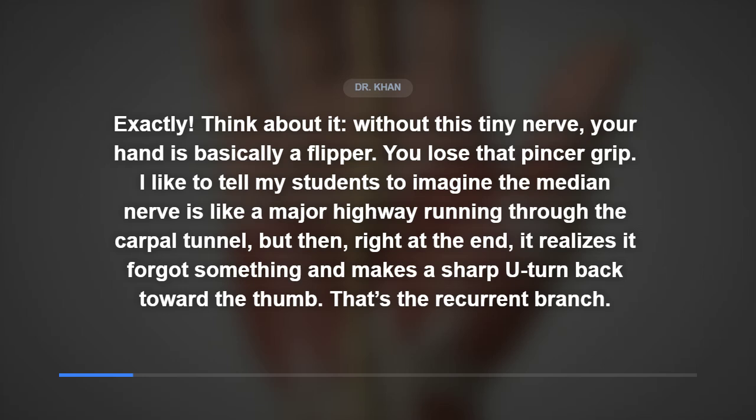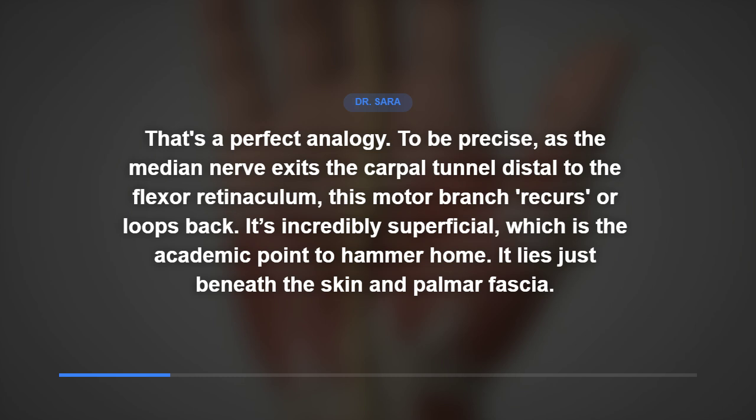Exactly. Think about it. Without this tiny nerve, your hand is basically a flipper. You lose that pincer grip. I like to tell my students to imagine the median nerve is like a major highway running through the carpal tunnel. But then, right at the end, it realizes it forgot something and makes a sharp U-turn back toward the thumb. That's the recurrent branch.